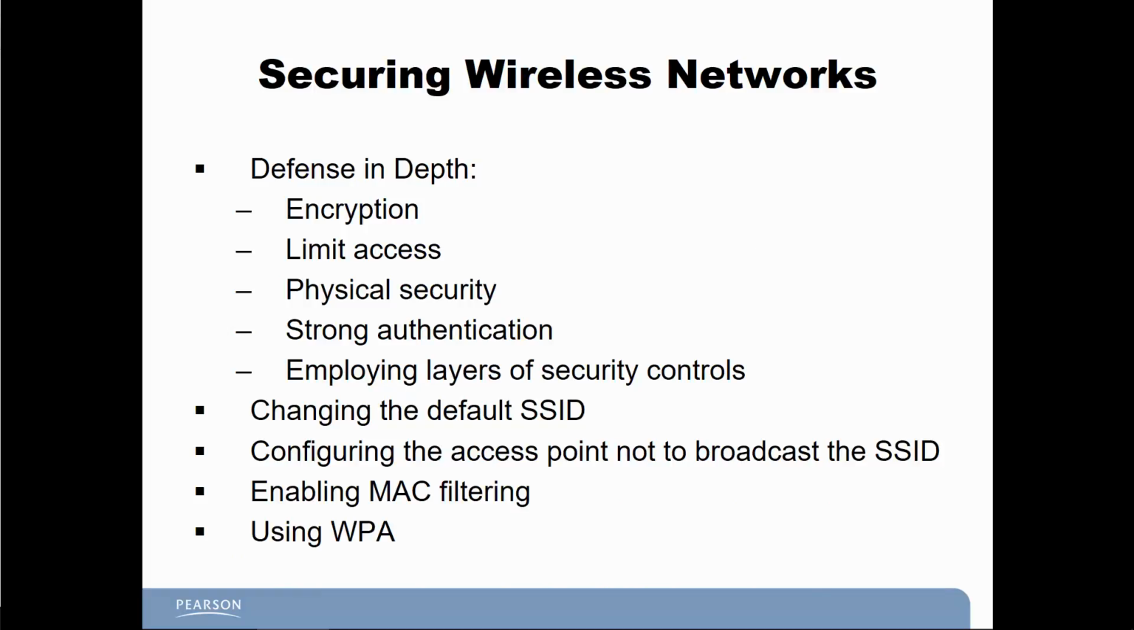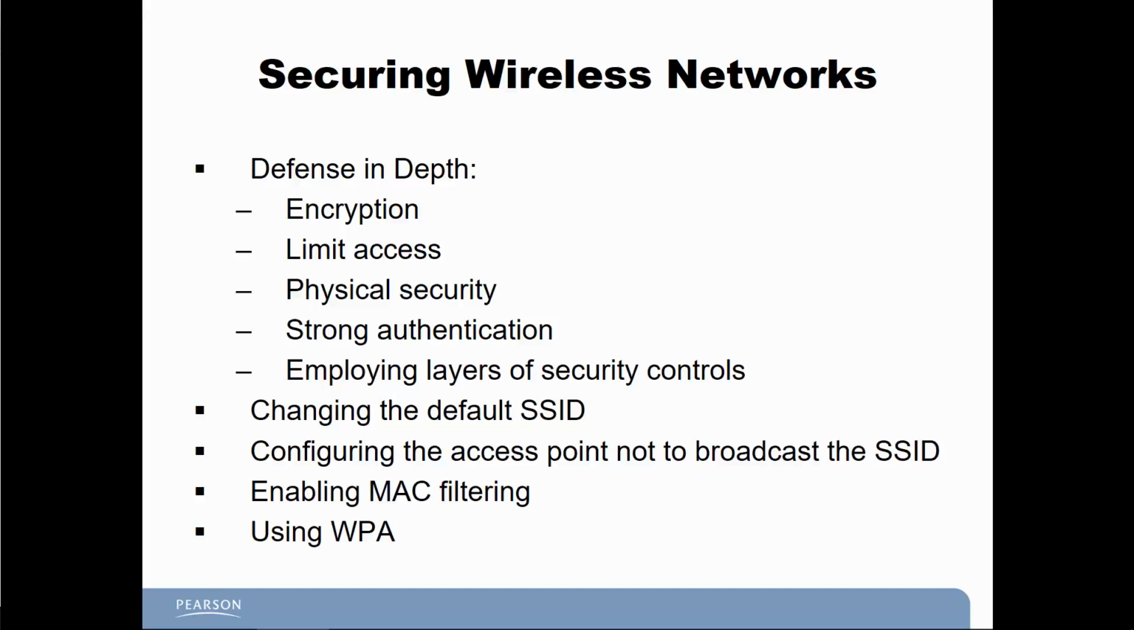Honestly, encryption, limited access, maybe even MAC filtering, physical security, maybe the placement of the access points, strong authentication, changing the passwords quite often, also looking at different layers of security, not just a single layer, changing the SSID to something other than the default one, maybe even telling the access point not to broadcast an SSID. That's more unrealistic, but I mean, it's there. Enabling MAC filtering. If you have a small enough wireless network, MAC filtering works. But if you have a big network, MAC filtering is not going to be realistic.